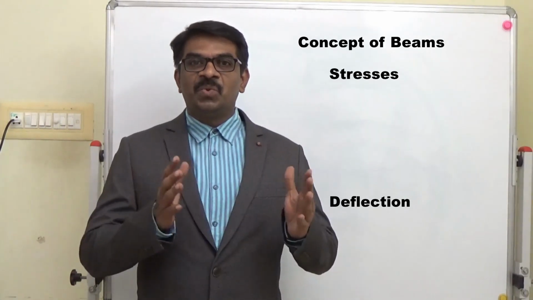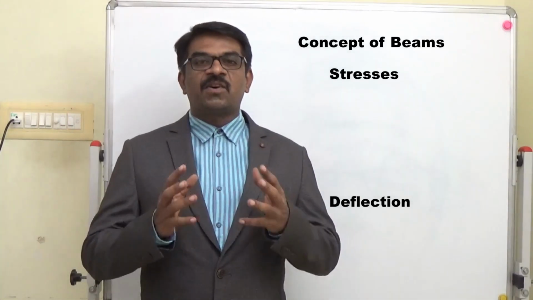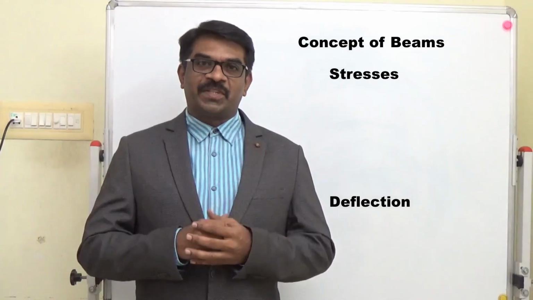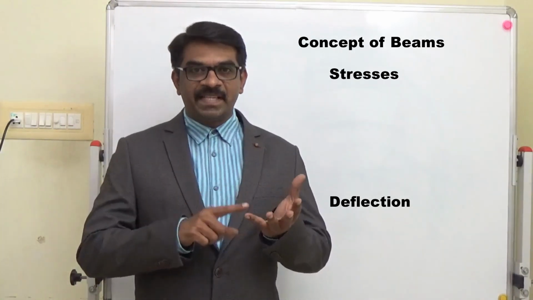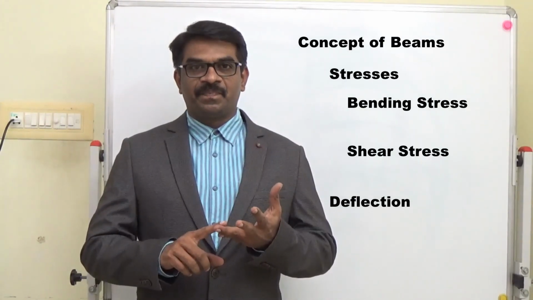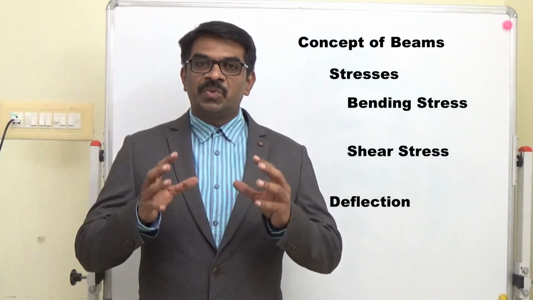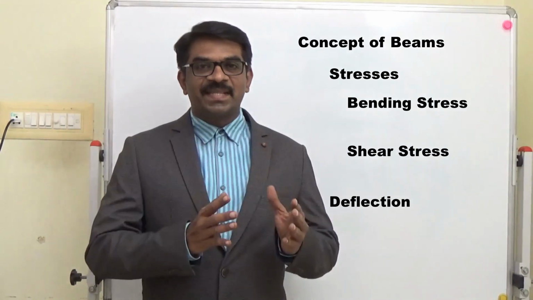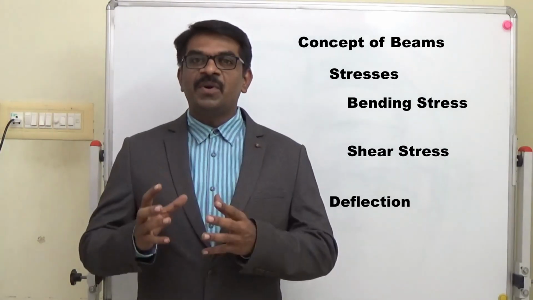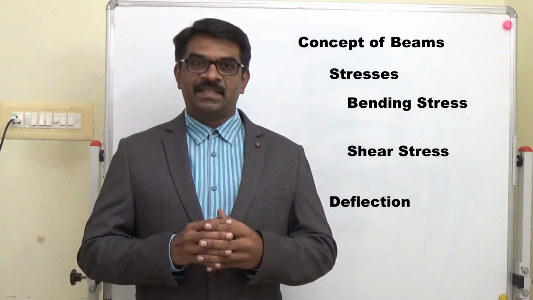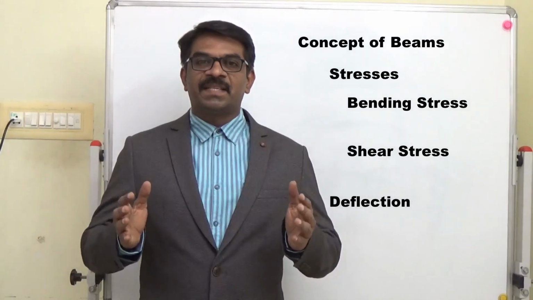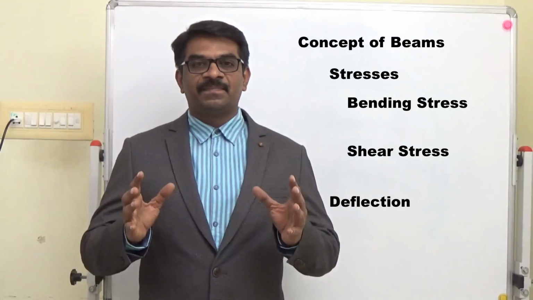So there are two types of stresses that are acting in a beam due to the external forces. One is the bending stress, the second one is the shear stress. To determine the bending stress and shear stress, we have the formulas. We are going to derive the formulas. So I divide this beam concept into four parts.